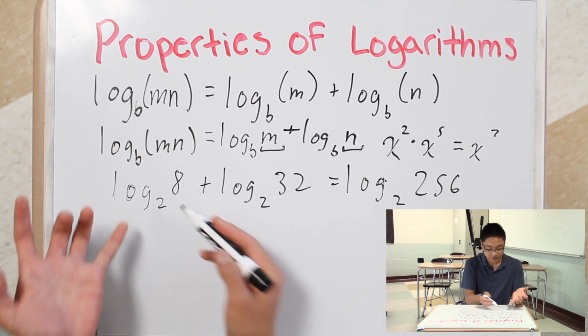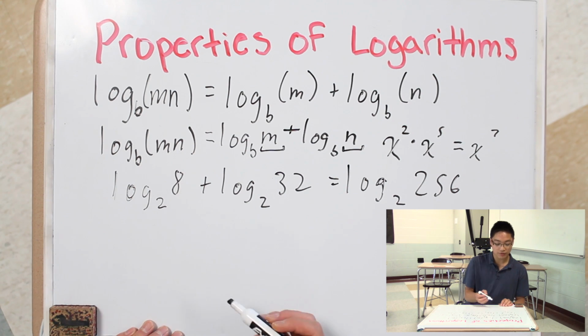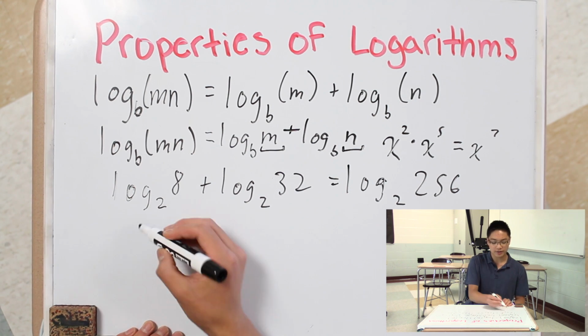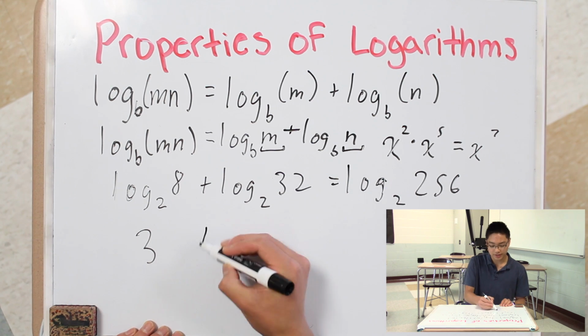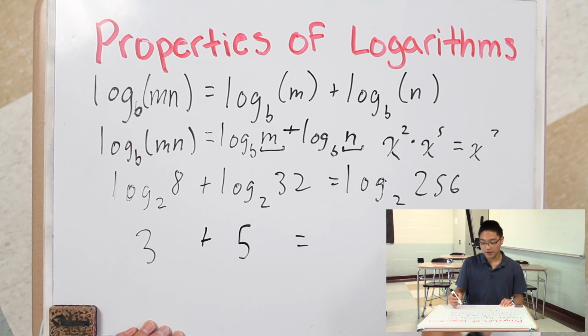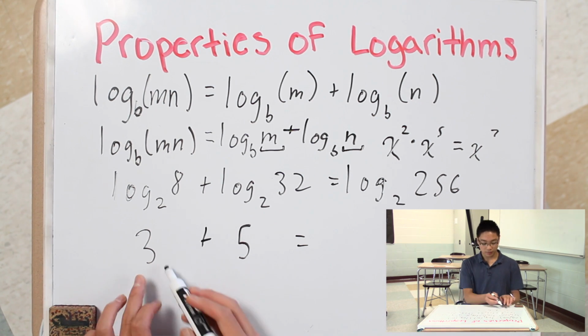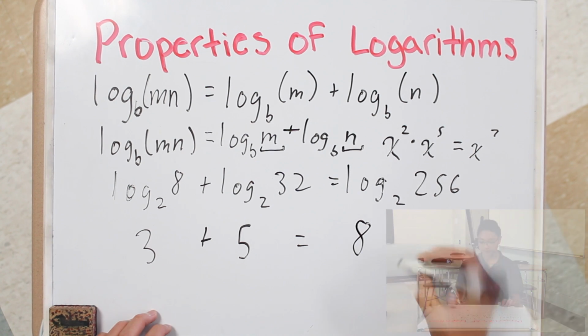If you don't believe this, let's just look at what they equal. Log base 2 of 8: 2 to what power equals 8? That's 3. Log base 2 of 32, what is that? That's 5. And log base 2 of 256, well, 3 plus 5 is 8.